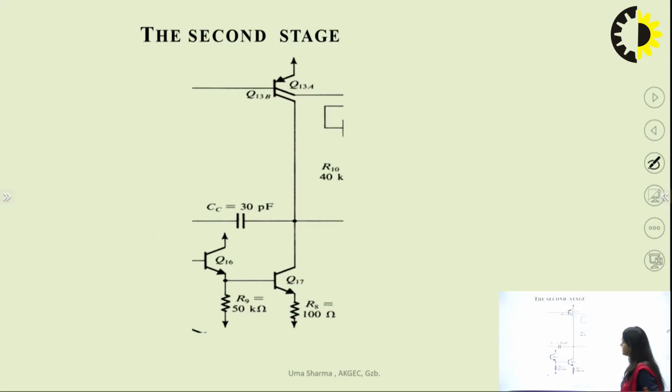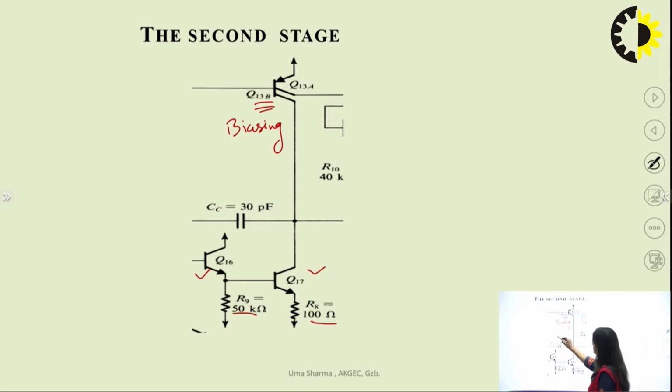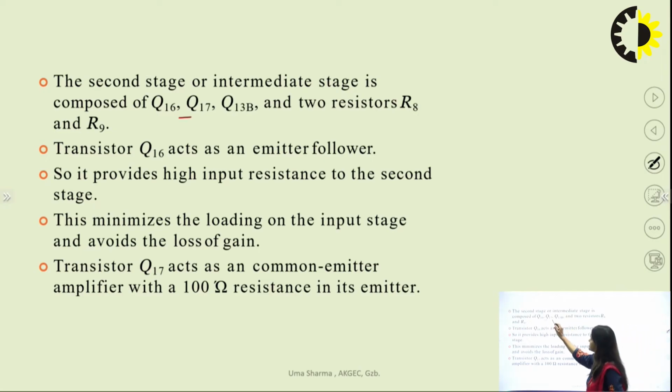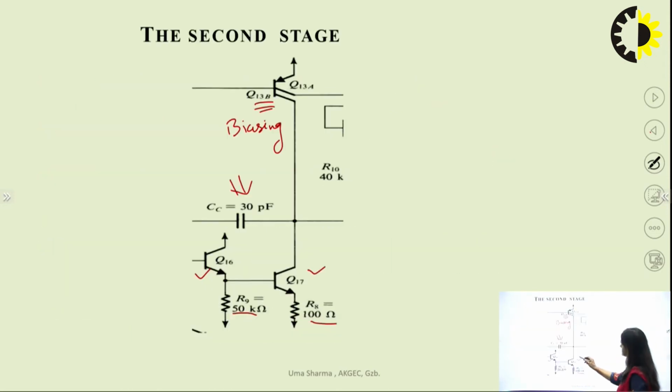Now come to the second stage. The transistors which are the part of the second stage are Q13B, that is for biasing, this Q16 and Q17 with R9 and R8 resistors, and this part we will cover later in this lecture. This is the coupling capacitor which is added in the second stage. So the second stage is also known as the intermediate stage, and this is composed of Q16, Q17, Q13B and the two resistors. The Q16 you can see works as an emitter follower. This is like an emitter follower.